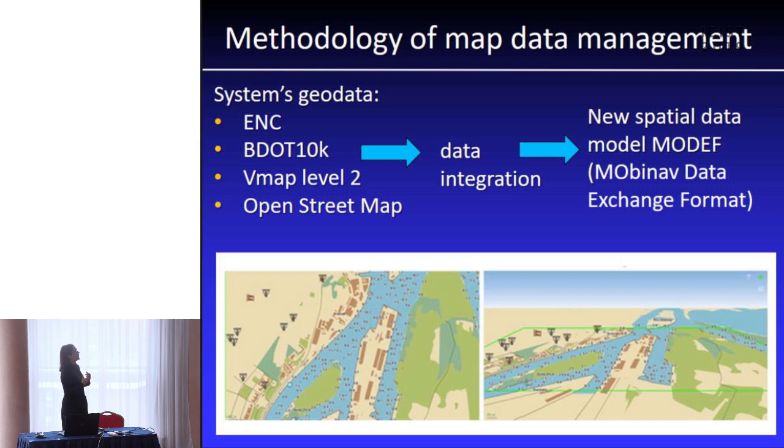The basis of the system is geodata from publicly available sources. We decided to use spatial data from 4 sources and data entered manually by the operator. The best source of navigation data is the electronic navigational chart, which is an increasingly common product in river cities. So data integration was necessary, and we created a new special model, the MODEF model with 27 feature classes.